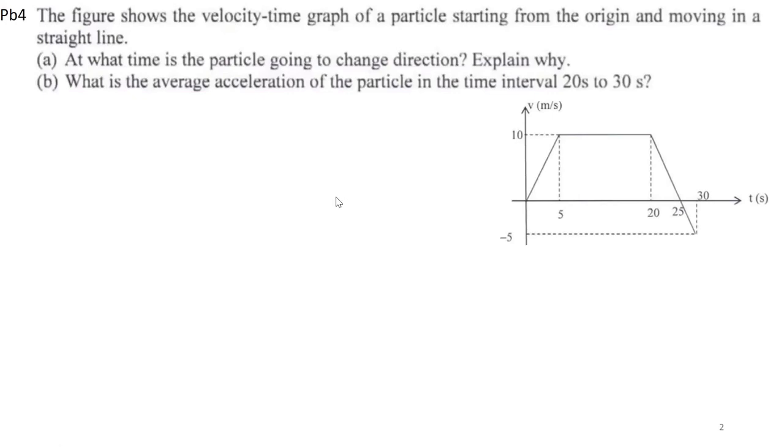So what do we have in this problem? We have a velocity time graph. The particle is starting from the origin and moving in a straight line in one-dimensional motion. And I give you the velocity time graph. So the question is, at what time is the particle going to change direction? Explain why.